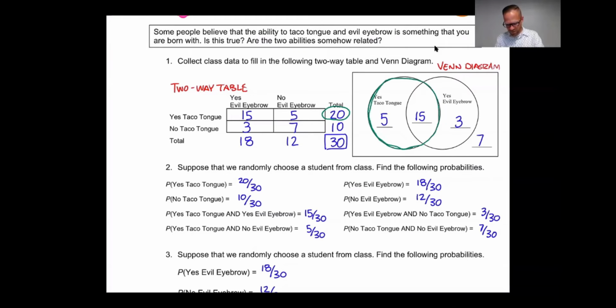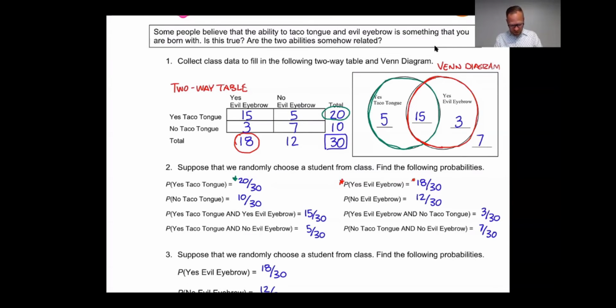The 5 and the 15 are going to give you the value of 20. Now for the next one, yes, evil eyebrow. If we're trying to find yes, evil eyebrow, we can look at the two-way table and look at the total for the yes, evil eyebrow, which is 18. Now you can also see that in the Venn diagram here. The yes, evil eyebrow circle has a 15 and a 3 in it, which are going to add up to 18. That'll give you the probability of 18 out of 30.